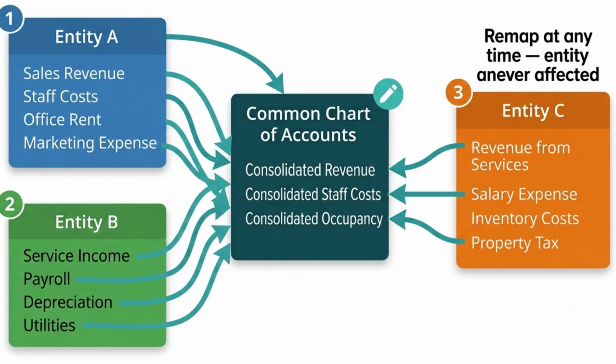The common chart of accounts is the translation layer that solves this. When you mapped accounts, you told BrizoConsol how each entity account connects to a standardized group line. Sales revenue, service income, and revenue from services all map to the same revenue line in the common COA. Staff costs, payroll, and salary expense all map to the same staff costs line. Once every entity account has a mapping, BrizoConsol can aggregate across all entities accurately.